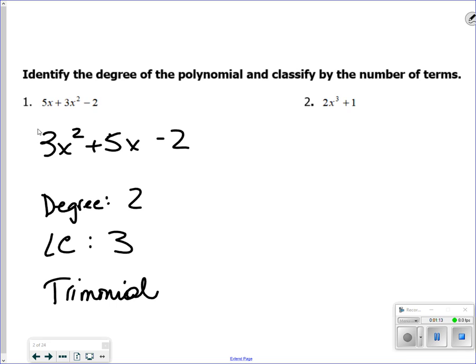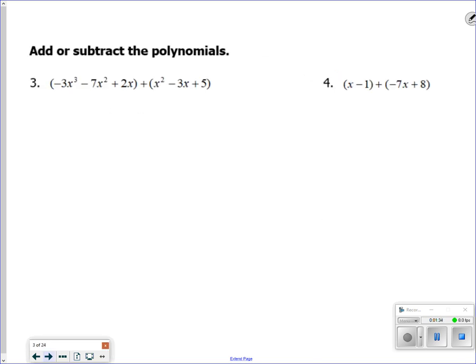So the next one actually is already in standard form, so I didn't have to change that at all. The degree is 3. The lead coefficient is 2, and because there are 2 terms, it's a binomial. So I know I did more than what was in the directions, but that is all the different things that we talked about in section 7.1. Then also in section 7.1 is adding like terms. And notice that there's a plus sign in the middle. So please be cognizant of the fact that there's an addition sign there.